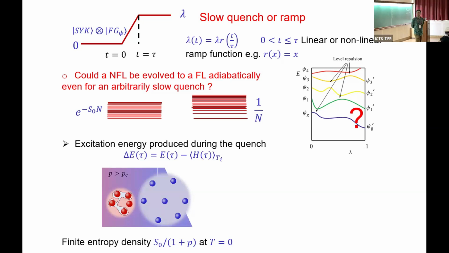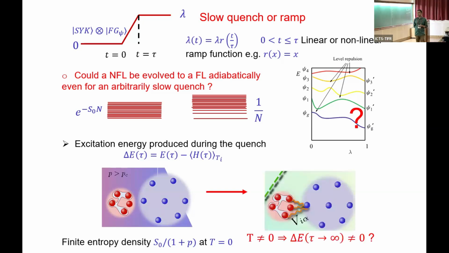You can never do it slowly enough so that you stay in the Fermi liquid ground state, because the Fermi liquid doesn't have this entropy. Initially there was this entropy, so where would the entropy go? It should create some excitations, if it manifests.